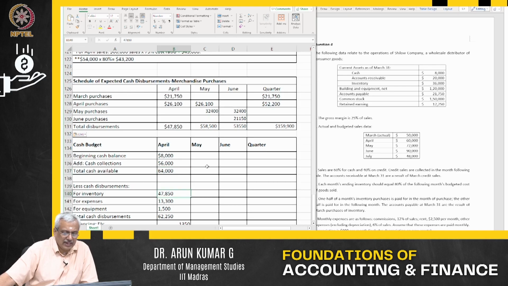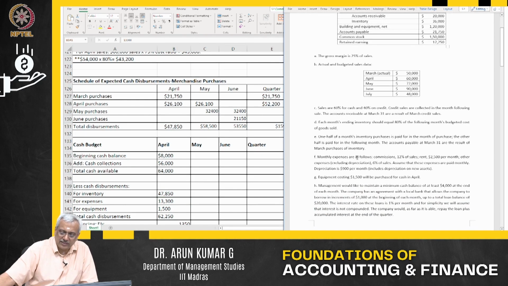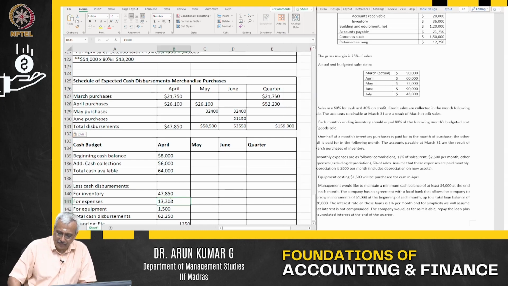Disbursements for inventory, I paid 47,850 right here. Then there is something called expenses. Let us look at what these expenses are. You can see this. Let us read this. Monthly expenses are as follows. Commission 12% on sales, 12% on 60,000, plus 2,500 monthly rent, plus 6% on sale for other expenditures, that is excluding depreciation.